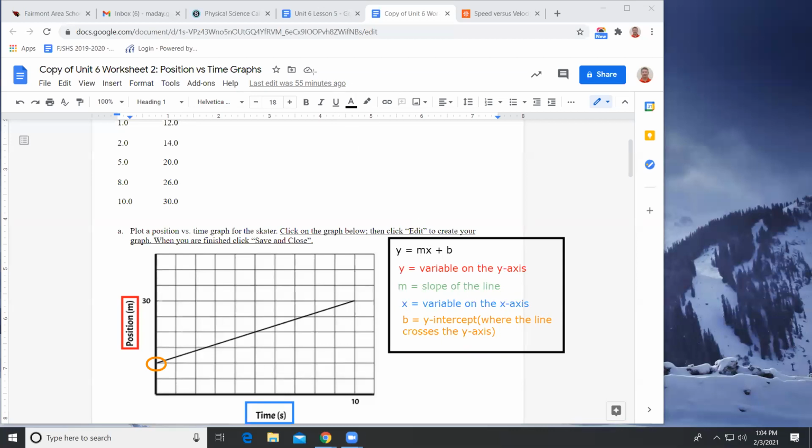The first thing I'll look at quickly here is the slope of the line. Remember, the slope is looking at the change in y. We call that y2 minus y1, and that's going to be over x2 minus x1.